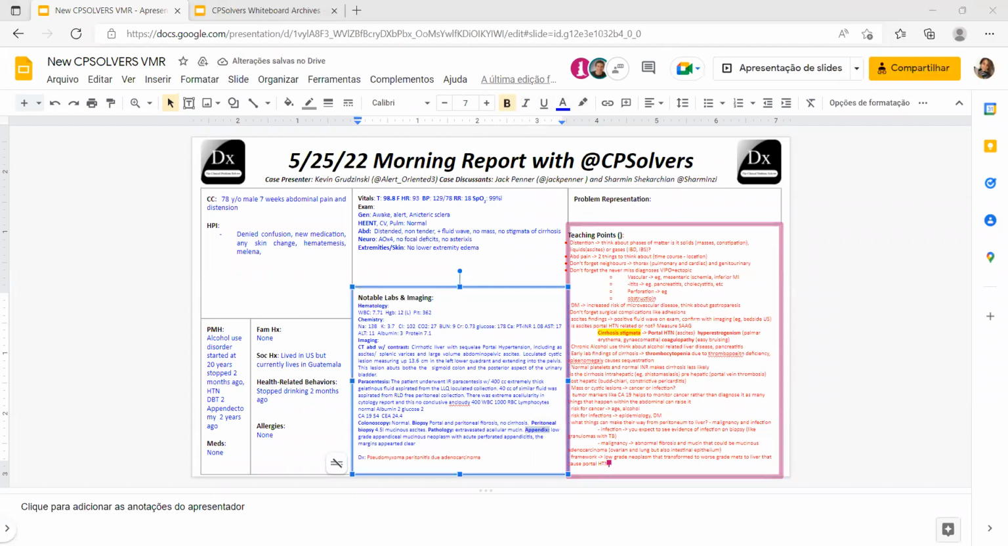Thank you for the awesome case. Learned a lot. Going for the teaching points. When we think about distention, we should think about the phases of matter. Is it solids like masses or constipation, liquids like ascites, or gases from, for example, IBD or IBS?